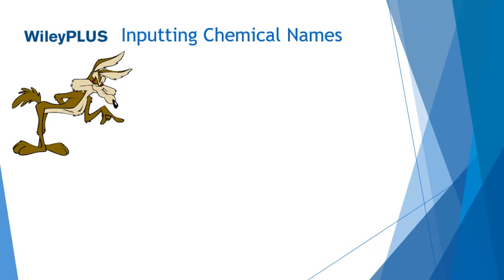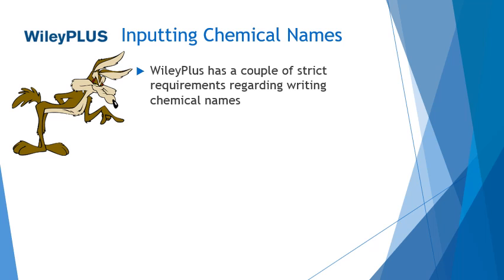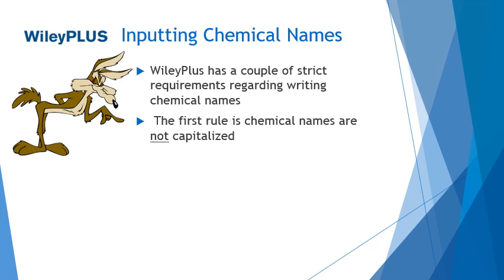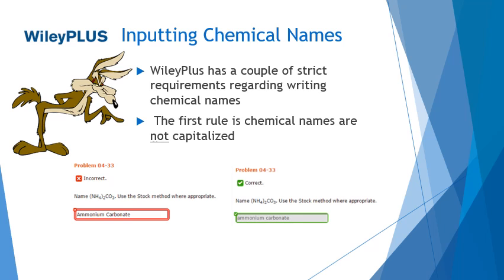Next, let's talk about inputting chemical names. Wiley Plus has some strict requirements regarding writing these names, and those requirements reflect the conventions used in chemical naming. The first rule is that chemical names are not capitalized. If you capitalize ammonium carbonate, that will mark it wrong. You have to use lowercase. Chemical names are just like normal nouns, like car or cat.